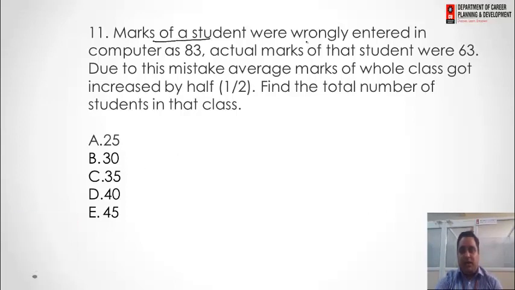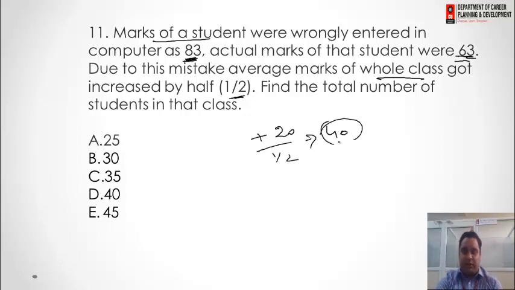Marks of a student were wrongly entered in the computer as 83, and actually the marks of the student was 63. Due to that mistake, the whole class got half marks. Find the total number of students in that class. See, there is a mark incorrectly added as 83 instead of 63. That means the total is increased by 20, and if a student gets half marks, that means the number of students is 40. This is the answer for this question, option number D.